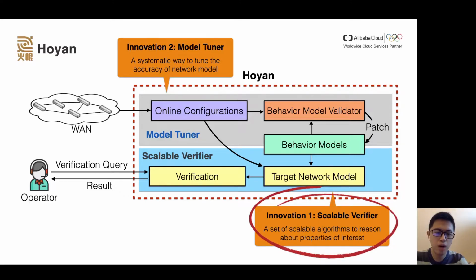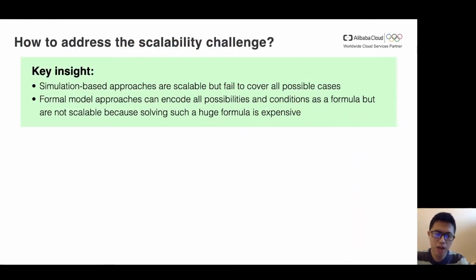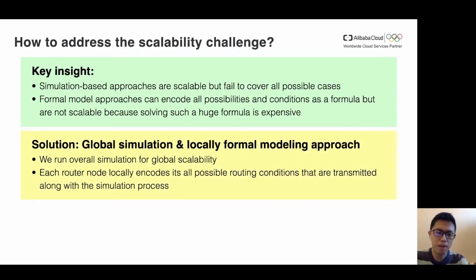Let me first show you how to address the scalability challenge. To address the scalability challenge, our insight includes the following. Simulation-based approaches like Batfish are scalable in large networks, but are slow in handling some properties such as k-failure tolerance. On the other hand, formal model approaches like Minesweeper can verify any property well, but are not scalable to large networks. So, we propose a combination solution named global simulation and local formal modeling.